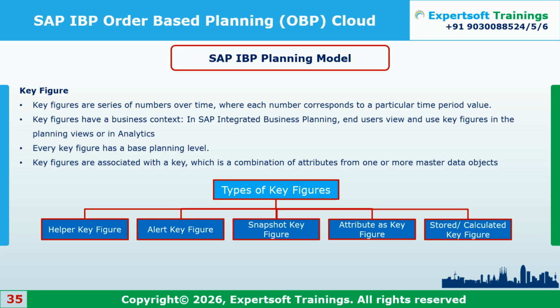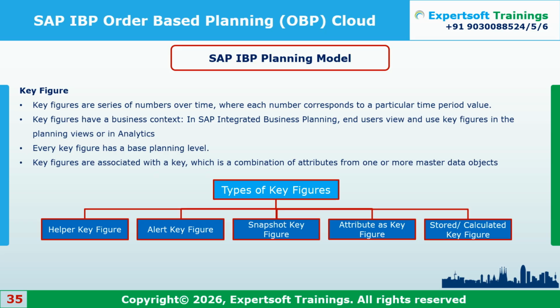The next is the snapshot key figure. Snapshot is used to take the previous result. For example, if you are running a forecast on a monthly level, whatever the previous forecast result is, you want to take a snap of it before the next forecasting run so that it won't replace the existing values.